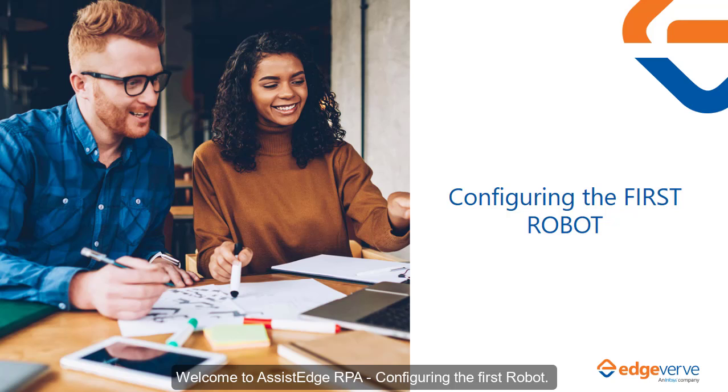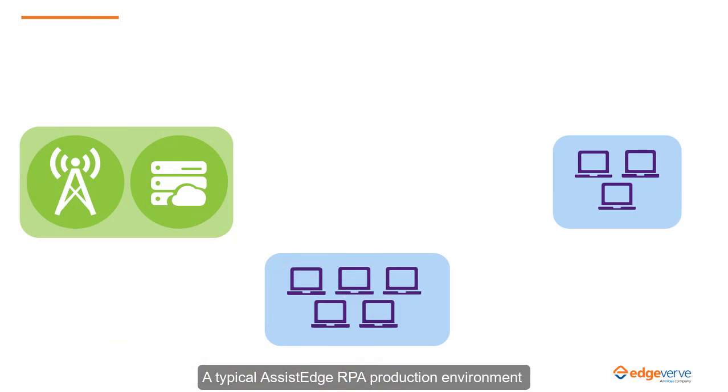Welcome to AssistEdge RPA Configuring the First Robot. A typical AssistEdge RPA production environment consists of a robot farm with physical or virtual machines and a server with control tower responsible for creating, managing, and deploying robots on these robot farm machines.